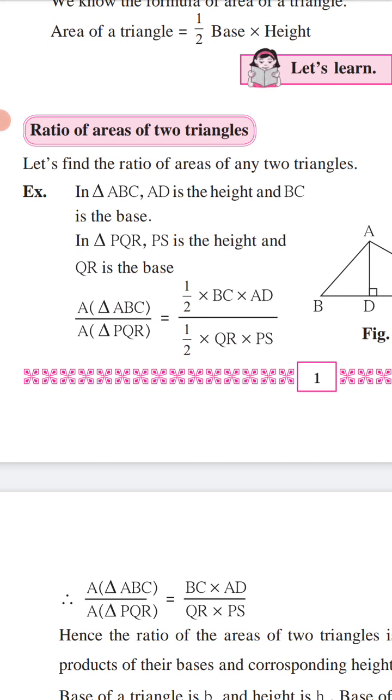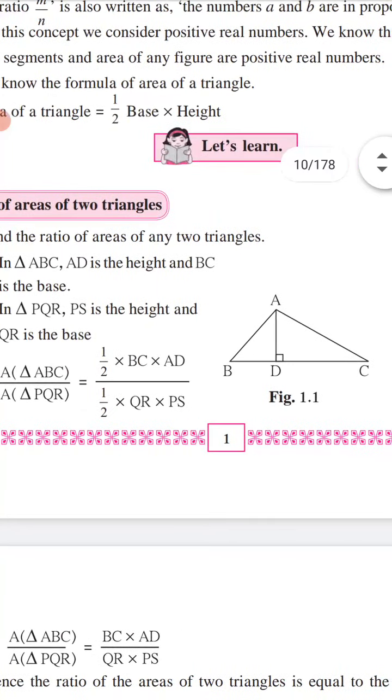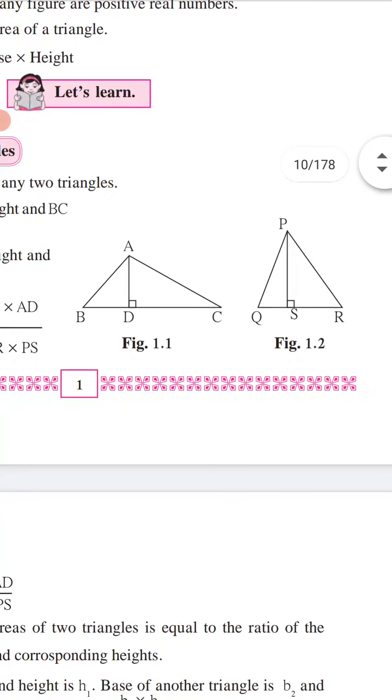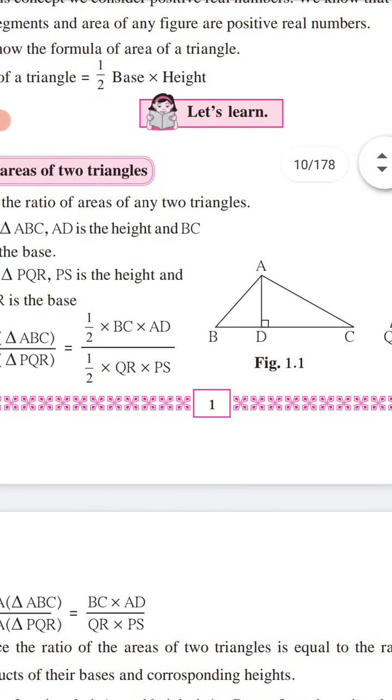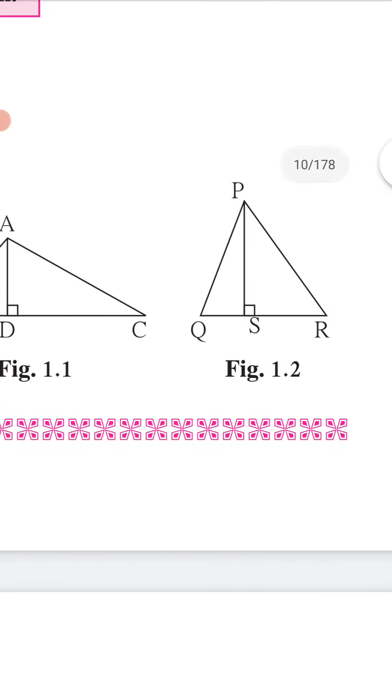Now we have to take the ratio of areas of two triangles with the help of the figure. See here on the screen, we have to find the ratio of areas of any two triangles. Here you are seeing two triangles: triangle ABC and triangle PQR. The formula for area of a triangle is half base into height. For triangle ABC, BC is the base and height is AD. For triangle PQR, base is QR and height is PS.